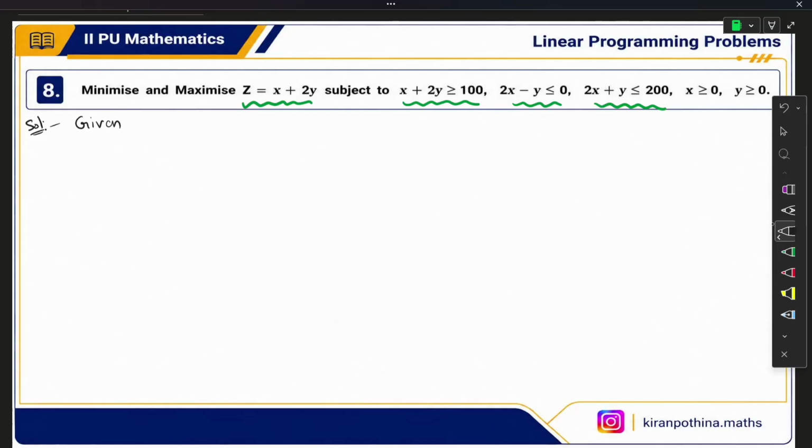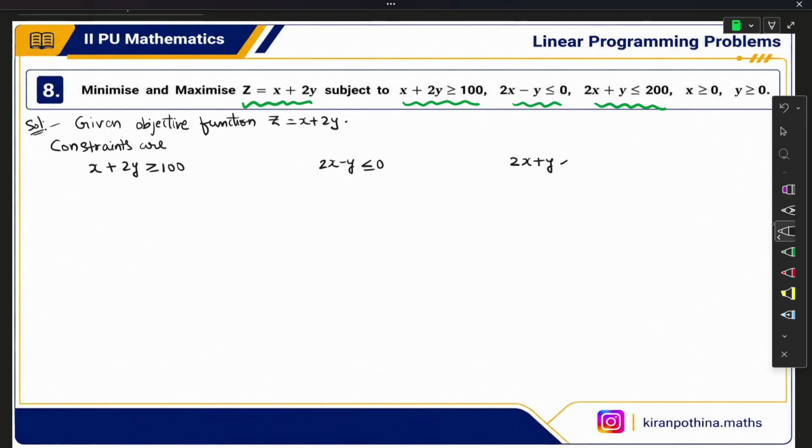Given objective function z equal to x plus 2y. Now, what are the main constraints given? Constraints are: first one, x plus 2y greater than or equal to 100. Next one, 2x minus y less than or equal to 0. And then for third one, 2x plus y less than or equal to 200. So like this, three major inequalities given. So let us solve one by one.